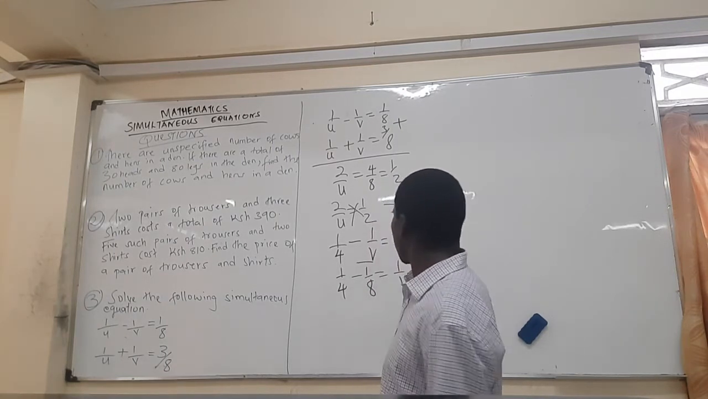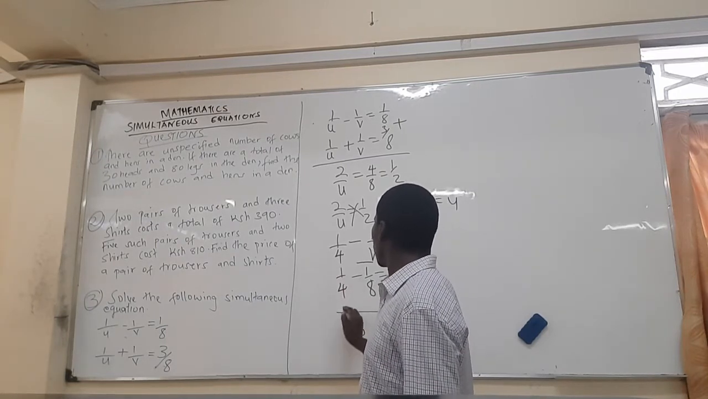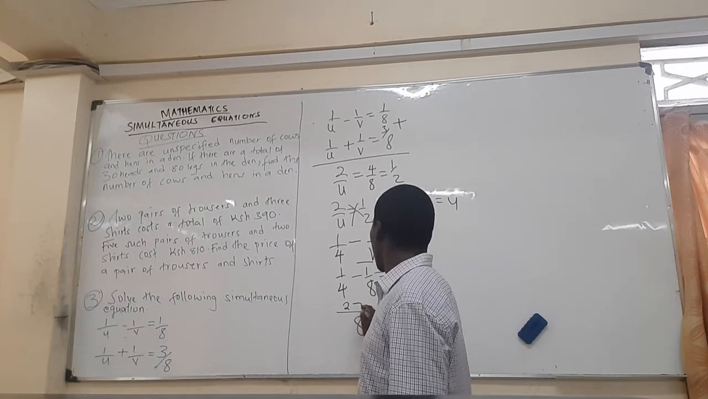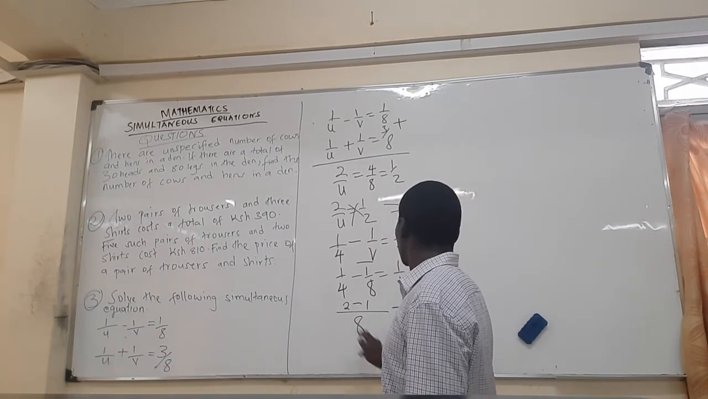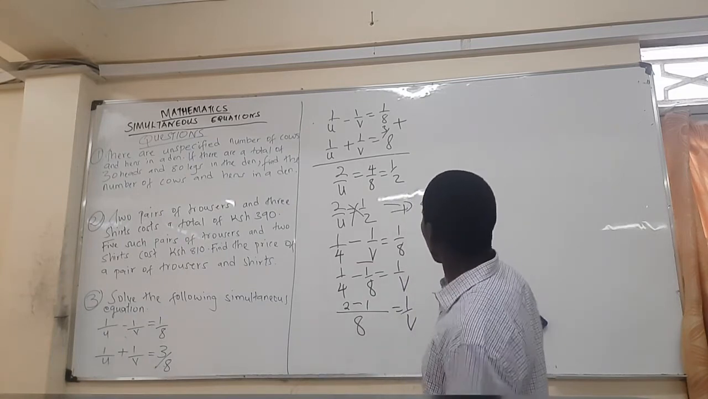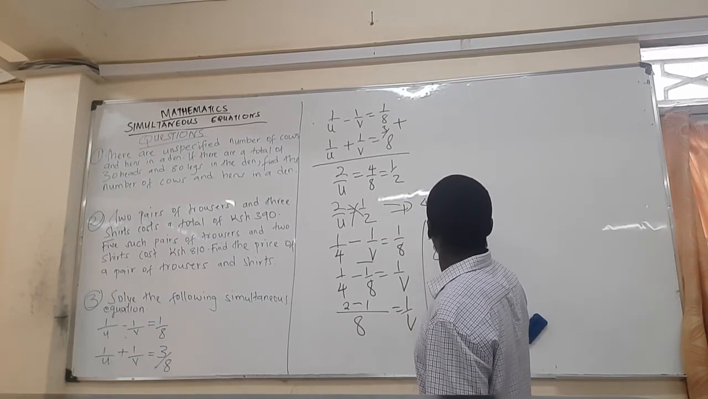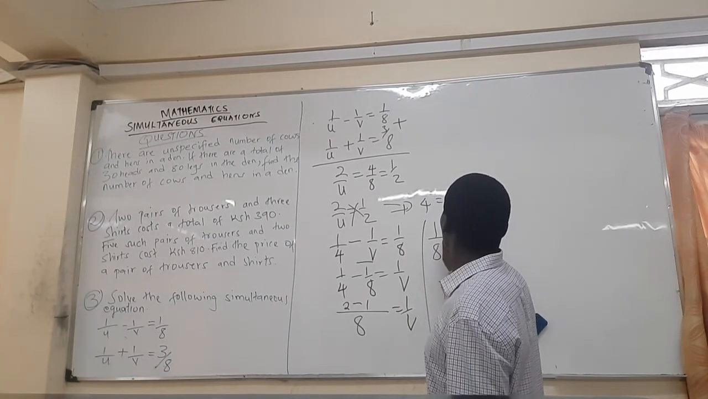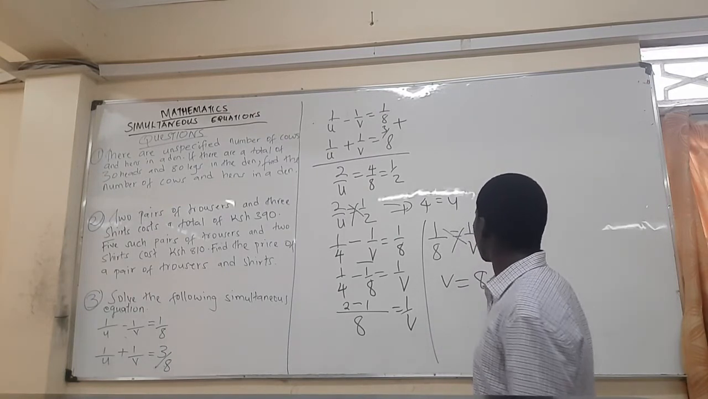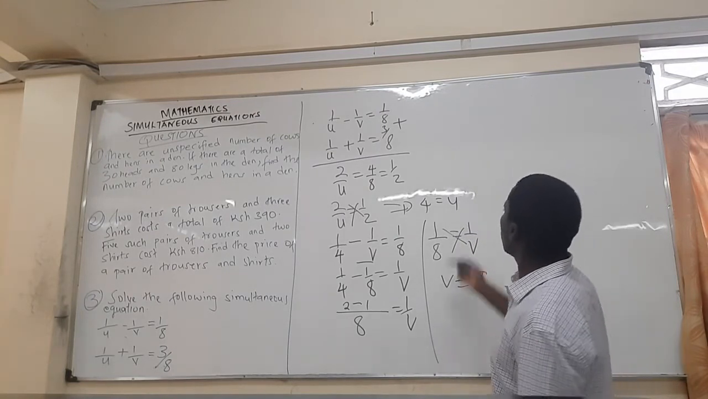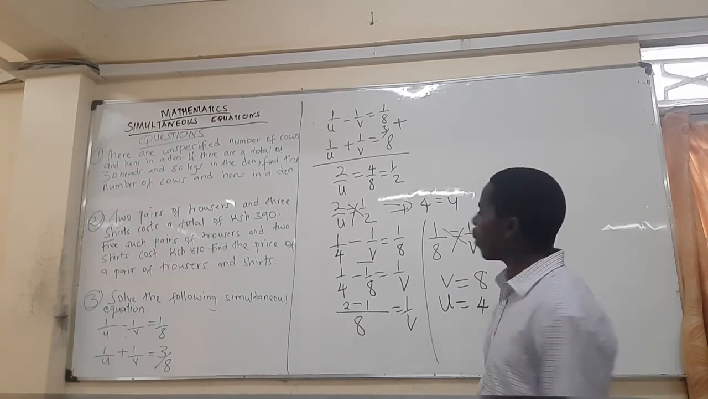It's going to be plus. Then the LCM of these two is 8. 8 divided by 4 is 2, times 1 is 2, minus 8 divided by 8 is 1, times 1 is 1, is equal to 1 over v. 2 minus 1 is, of course, 1. So in our case here you have 1 over 8 is equal to 1 over v. And of course, you can cross multiply, and v is equal to 8. So our value of v is 8 and our u is equal to 4.